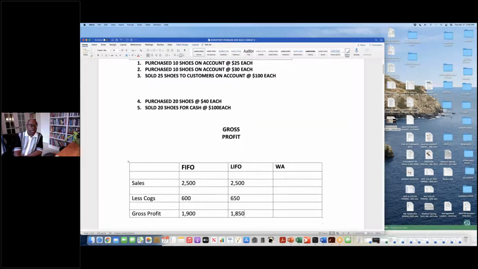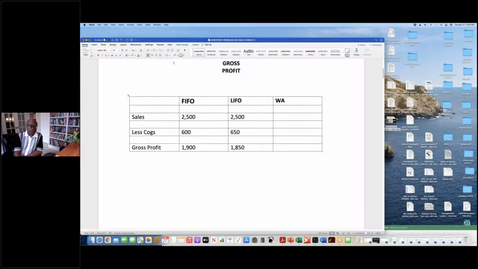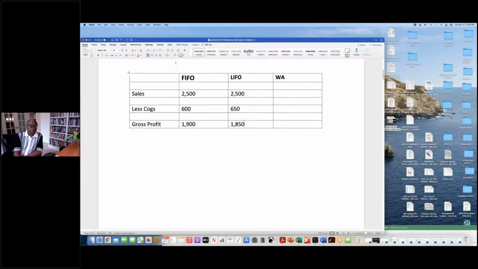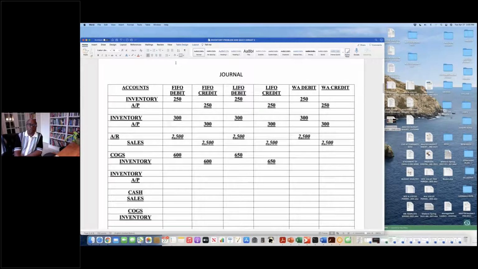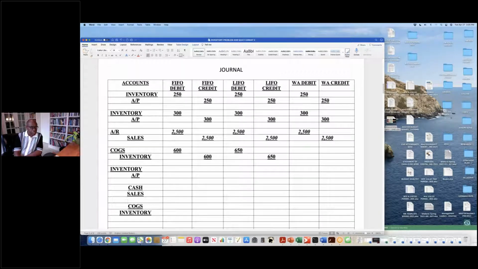Let's go on to the weighted average. On the weighted average, all of it stays the same. The only thing that's going to change is cost of goods sold.